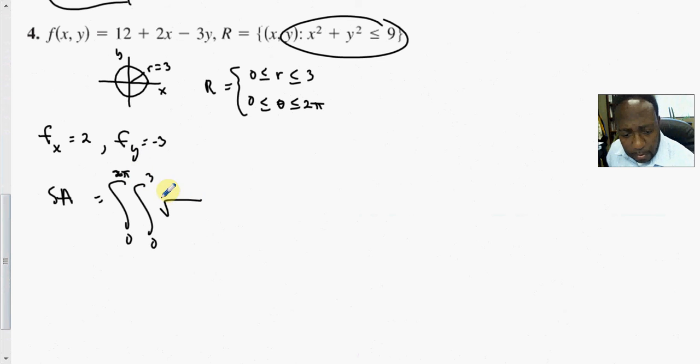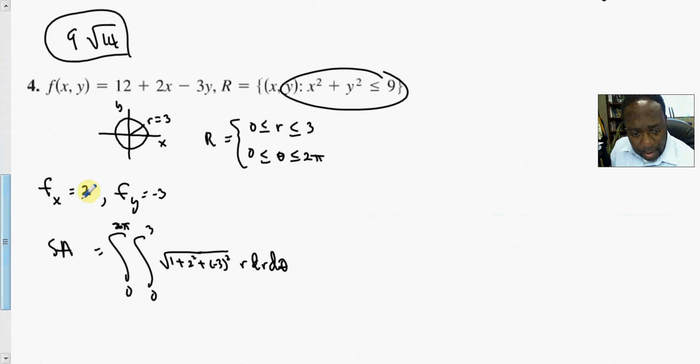It's the square root of 1 plus the 2 squared plus the negative 3 squared. It looks like the same setup from the previous problem, but it's the square root of 14, right? 1 plus 2 squared plus negative 3 squared. Since we're converting to polar coordinates, this is r dr d theta. And I could use these numbers directly because the partial derivatives came out to be a constant. So here it's like I'm combining rectangular and polar form at the same time.